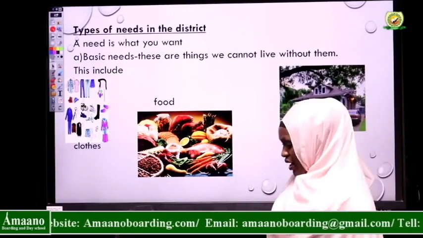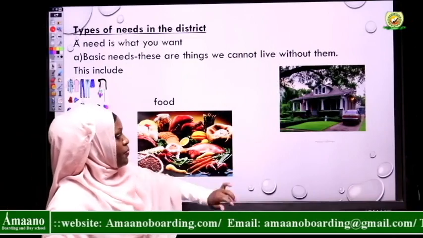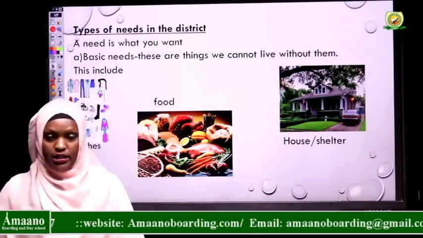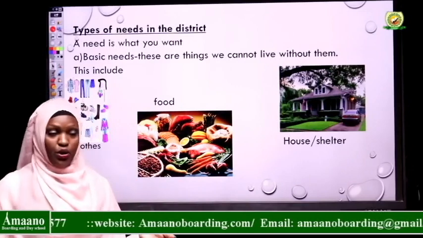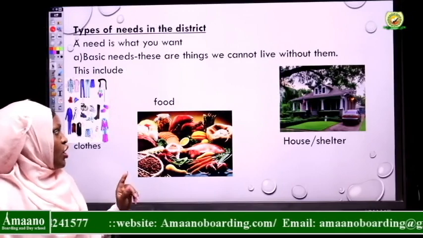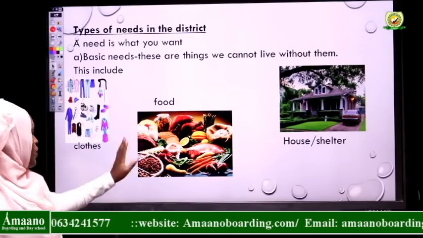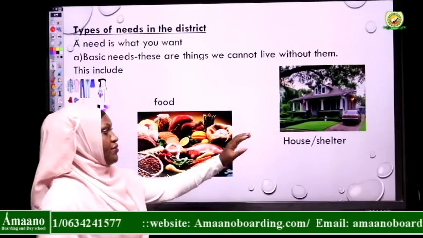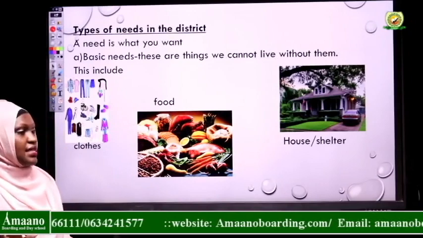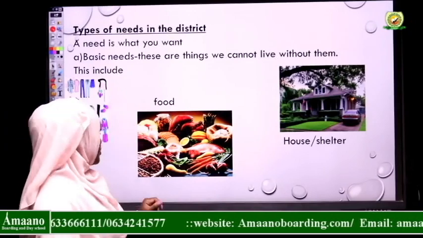Number three, we have the house. We call it a house, or you can call it shelter. We all need shelter. Everyone has somewhere where you live, or somewhere where you can go and rest. So these are the basic needs: the food, the clothes, and the shelter. These are the three things we cannot live without.